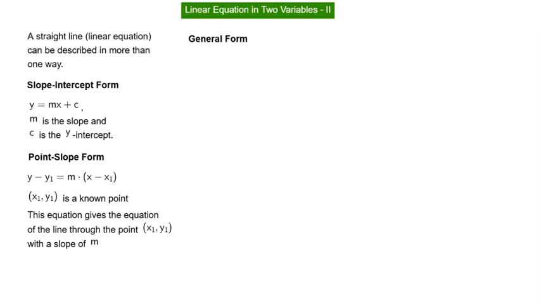And then we have the general form, that is ax plus by plus c is equal to 0. Here a and b are not both 0, because if a is 0, x disappears. If b is equal to 0, y disappears. If both disappear, then we would not have an equation. For a given line, a, b, c are fixed.